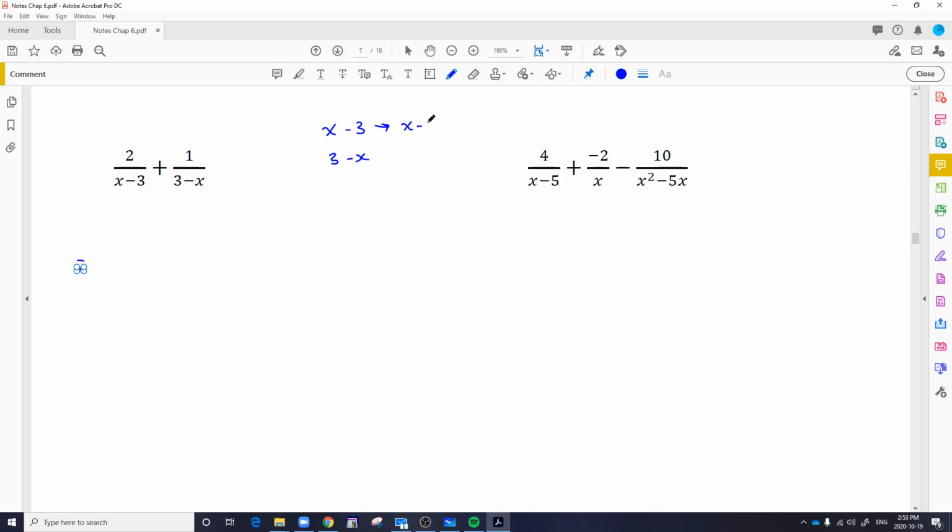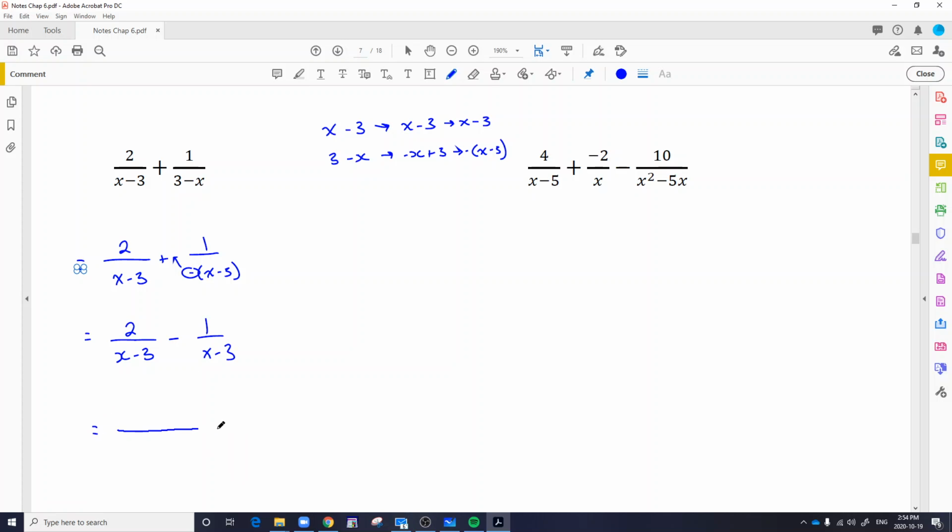Well, what if I wrote this as x minus 3 and negative x plus 3? In fact, what if I wrote this as x minus 3 and negative times x minus 3? Can you see that these could be common denominators? In other words, if I rewrote this as 2 over x minus 3 plus 1 over negative 1 times x minus 3, if I factored out that negative 1, what you can do is rewrite this as 2 over x minus 3. This minus sign can be bottom, middle, or top. So you could do plus negative 1, or you can actually just change that plus to a minus. 1 over x minus 3.